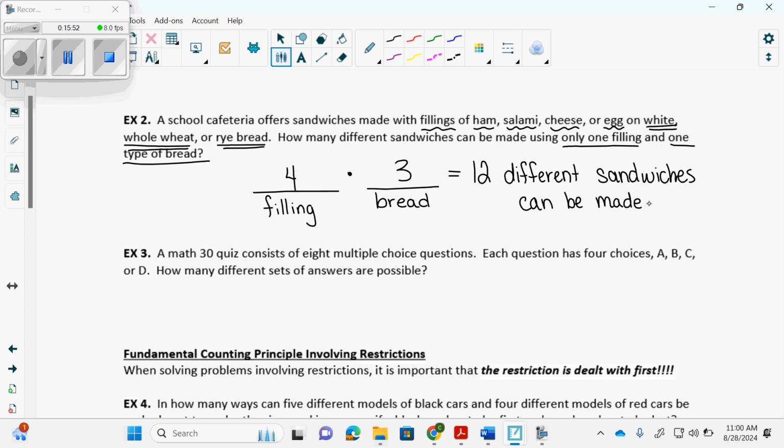Okay, the next one, we have a math 30 quiz. It consists of 8 multiple choice questions. So if I walked up to this test, you have to think sometimes, right? Like, okay, the words are weird. That's what I was thinking.